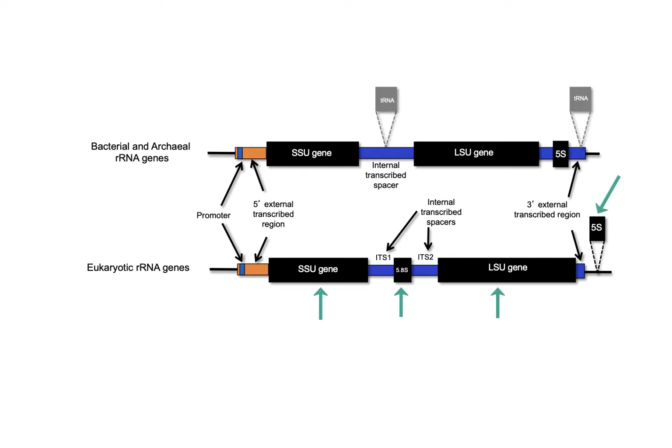The 5S is often in a different location, and in eukaryotes, the major transcript is transcribed by RNA polymerase 1, or Pol 1, and the 5S gene is transcribed by polymerase 3. In bacteria and archaea, they have only one polymerase, so that transcribes the entire operon. It's specifically transcribed using different promoters than those that are found in tRNA and mRNA genes.